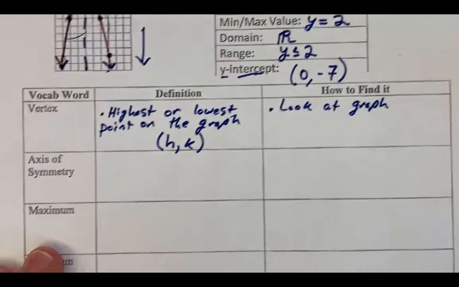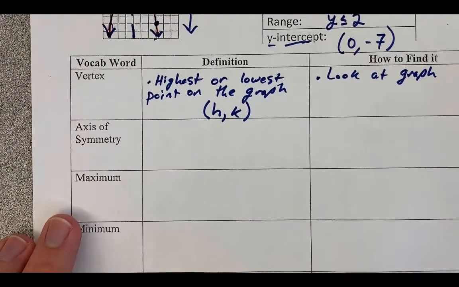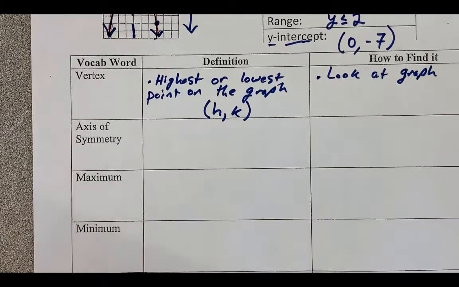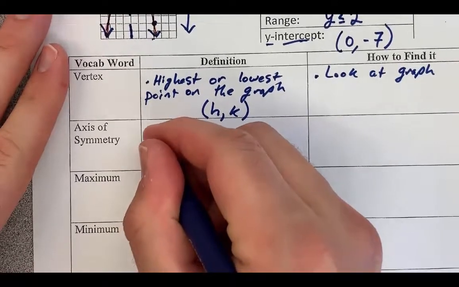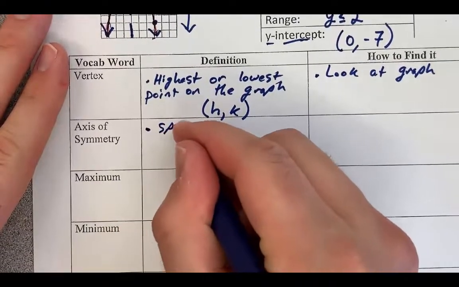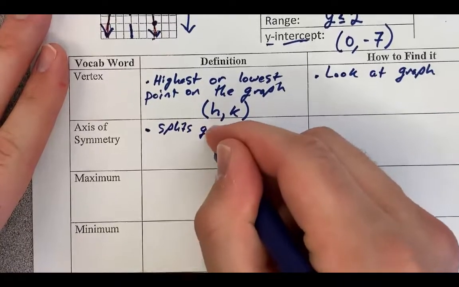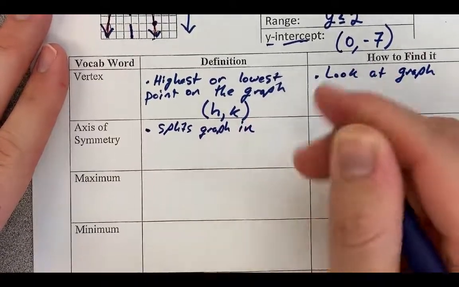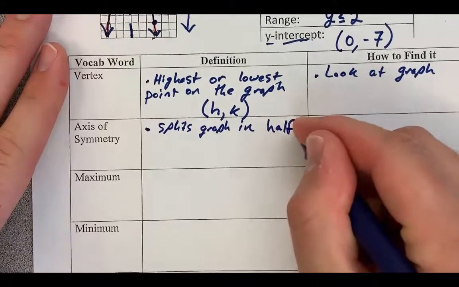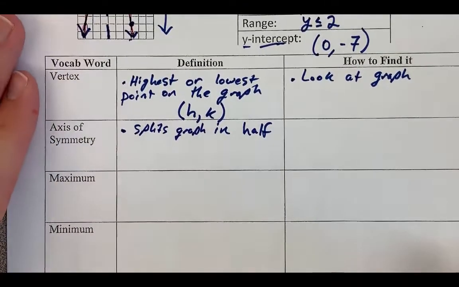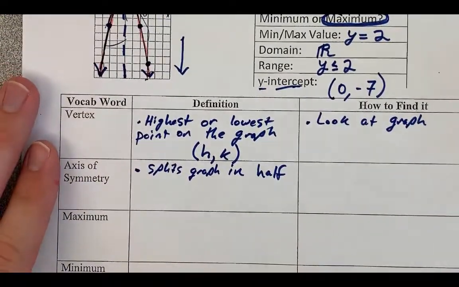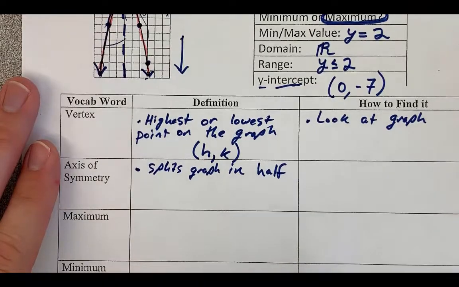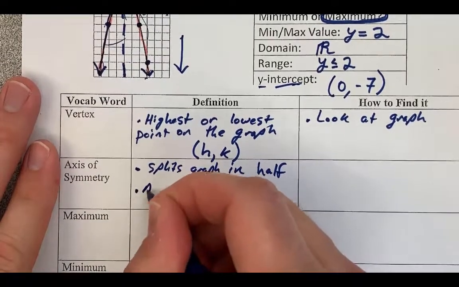The axis of symmetry, next thing we want to talk about. The axis of symmetry splits the graph in half. We already briefly mentioned that. It is usually represented by a vertical line, which we already mentioned up here. Usually a dotted vertical line, because it's not actually part of the parabola, and it acts kind of like a mirror.